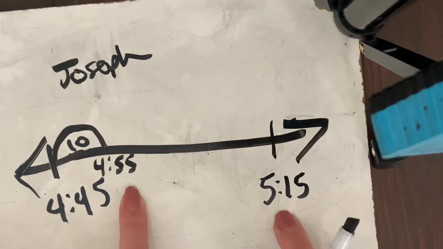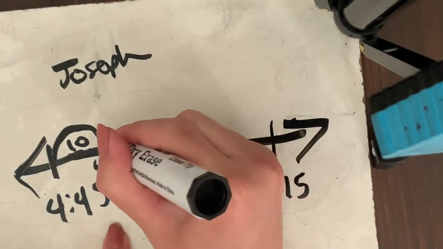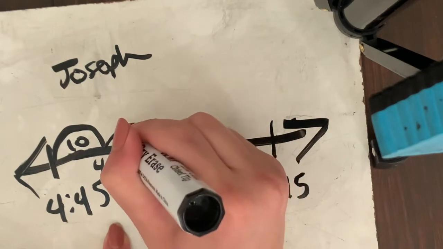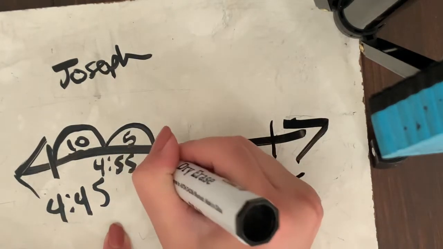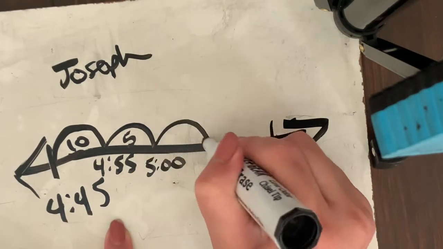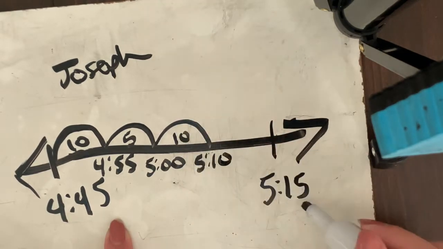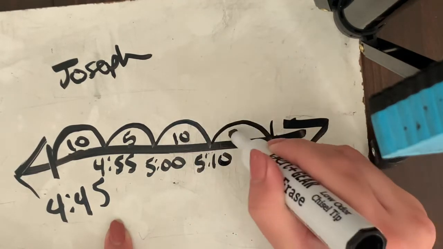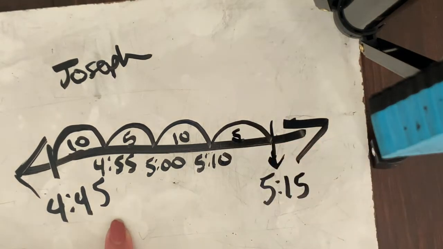We still have more time to go. Some of you are a little uncomfortable with doing a 10-minute jump when we're changing hours, and that's okay. If you get to here, do a 5 instead. If you're comfortable doing a 10, go for it. So there's 5, and that gets him right to 5 o'clock. Now I can do another 10-minute jump, which is 5:10, and then one more 5-minute jump puts me right at 5:15.